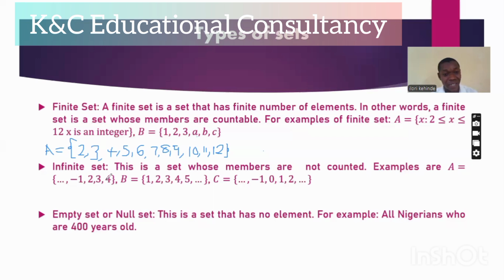Then another type of set we have is called the empty set or null set. This is a set that has no element. An empty set is a set that has no element. For example, all Nigerians who are 400 years old. You can see that there is no way we can find Nigerians older than 400 years. That is an example of a null or empty set.